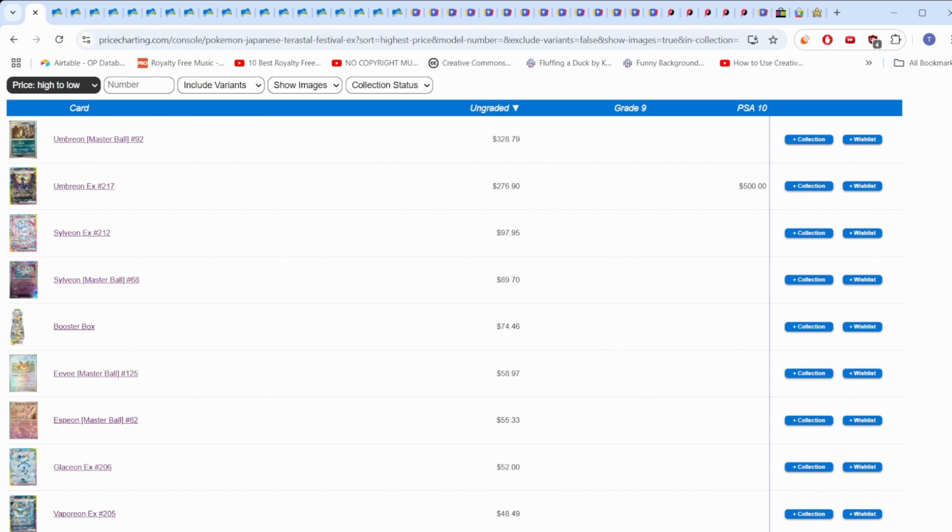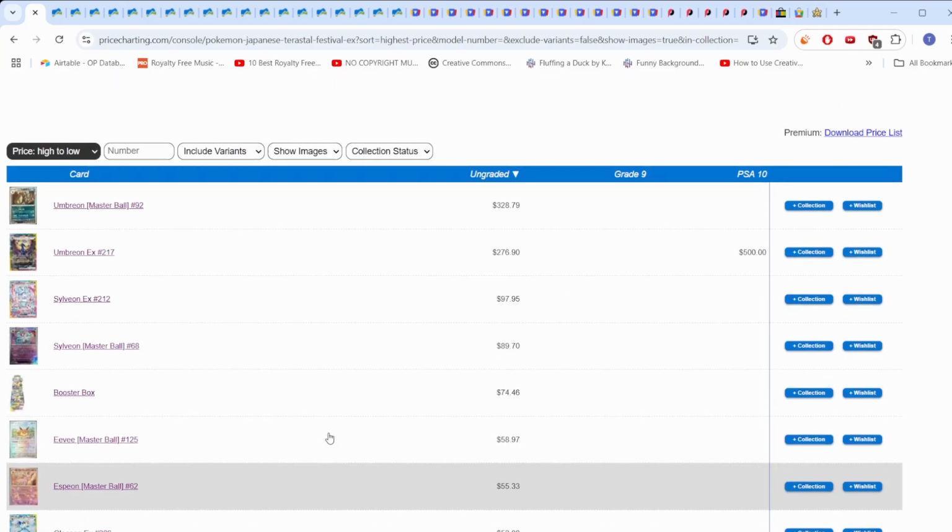But pretty much I have three or four sites open that I'll look at for pricing data. And if there's a more specific, exact product I want to look at, maybe I'll go to other sources. But this is an overview of how you can do it for Terastal Festival. Okay, so first here I have PriceCharting.